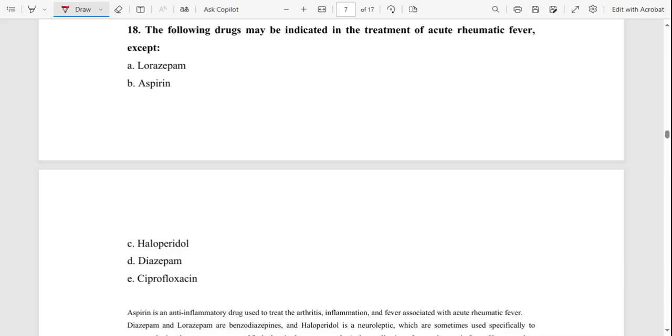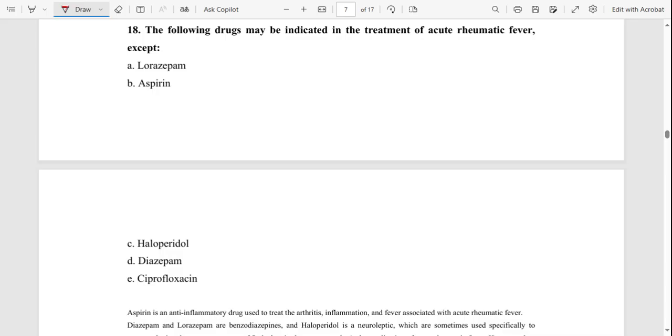the A in the mnemonic SPACE, the A is arthritis, specifically polyarthritis, because it involves many joints. So the aspirin can be used to treat the arthritis and also the carditis, basically inflammation, because it's an anti-inflammatory drug. Haloperidol is an antipsychotic drug, so it can also control the severe movements that are happening in Sydenham's chorea.